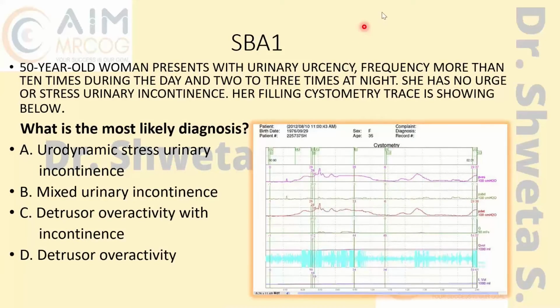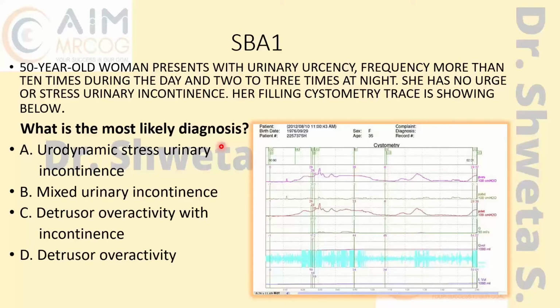Now next, this is the SBA. Yes, Dr. Giovanni, can you please read it? A 50-year-old woman presents with urinary incontinence, frequency more than 10 times during the day and 2 to 3 times at night. She has no urge or stress urinary incontinence. Her filling cystometry trace is shown below. What is the most likely diagnosis?